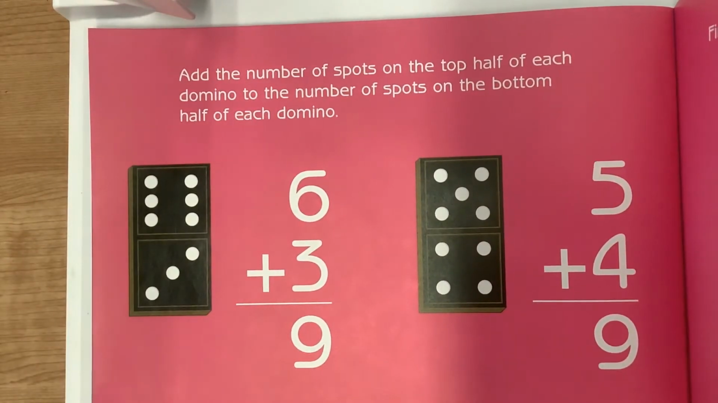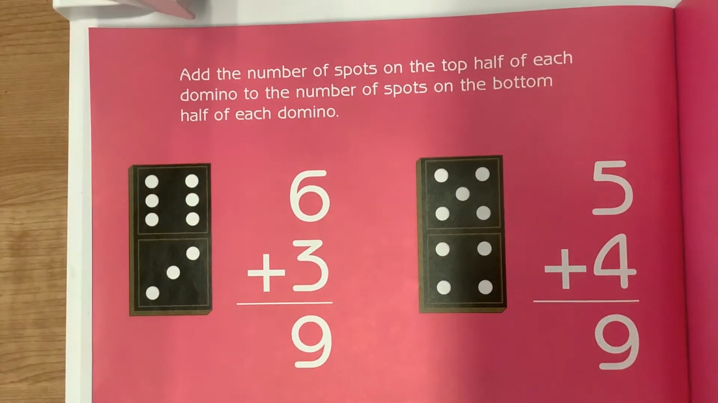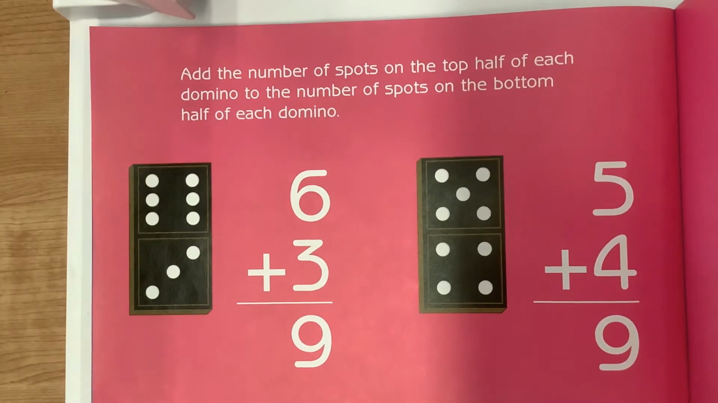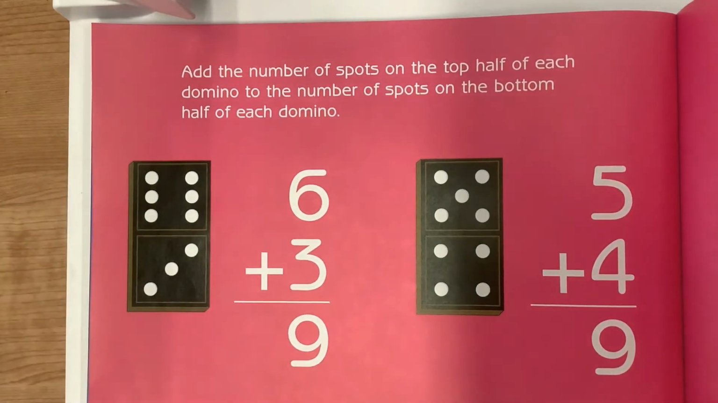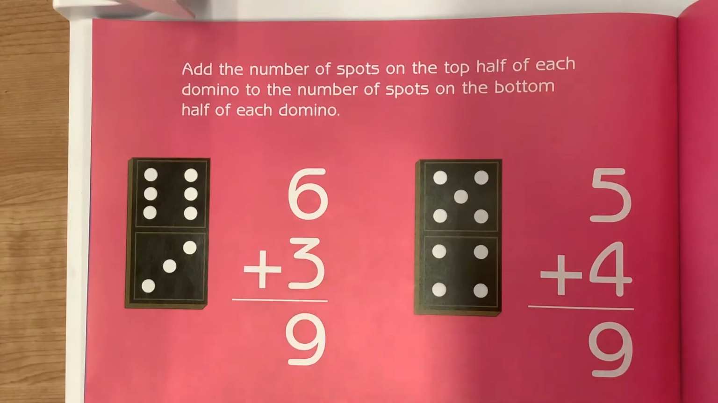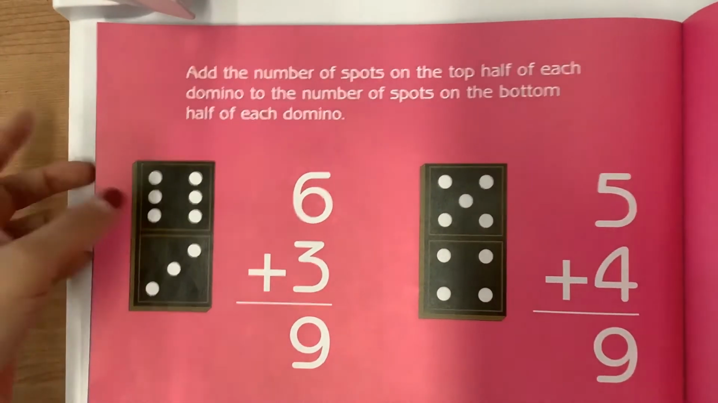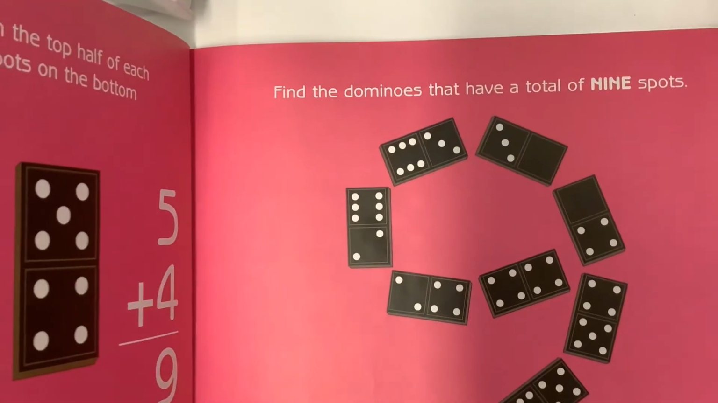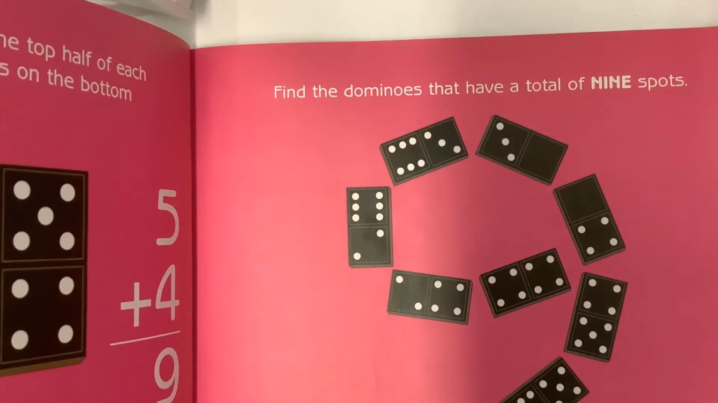Add the number of spots on the top half of each domino to the number of spots on the bottom half of each domino. 6 plus 3, the total is 9. 5 plus 4, the total is 9. Find the dominoes that have a total of 9 spots.